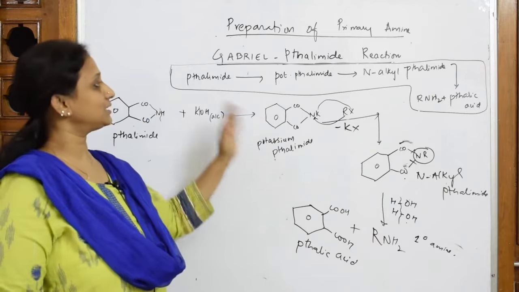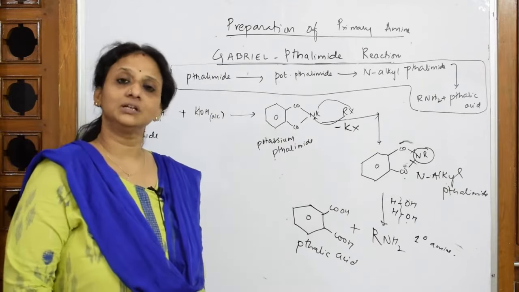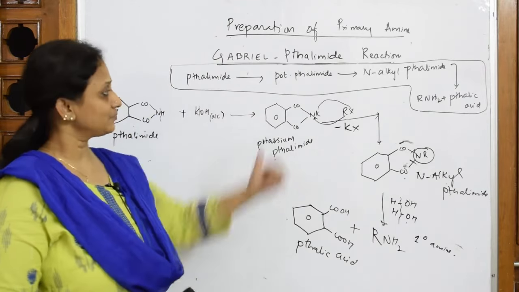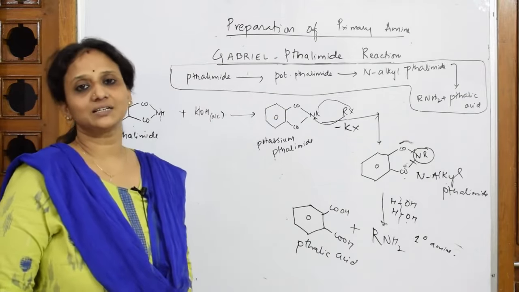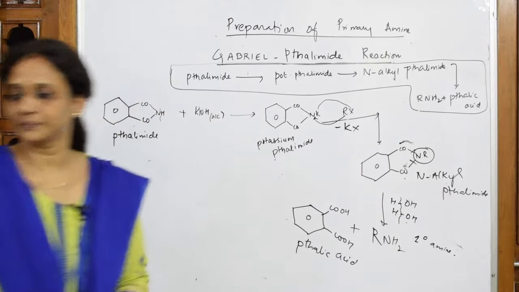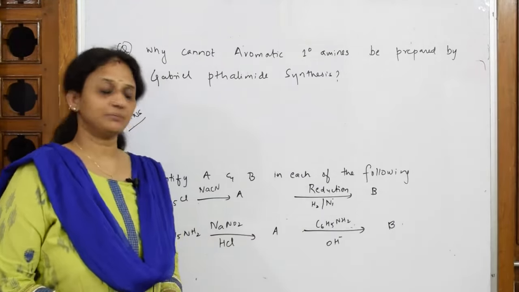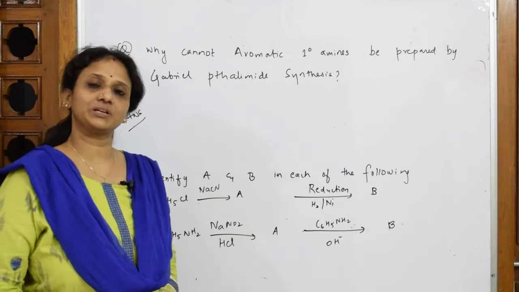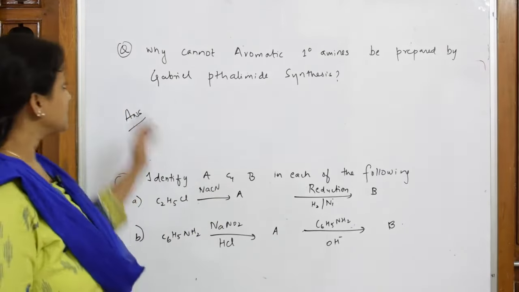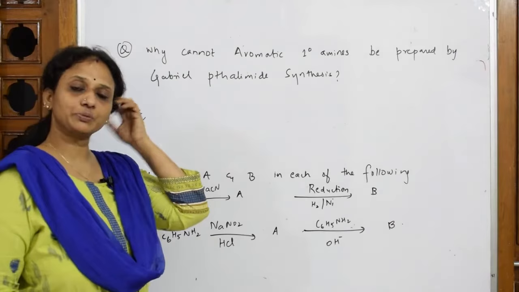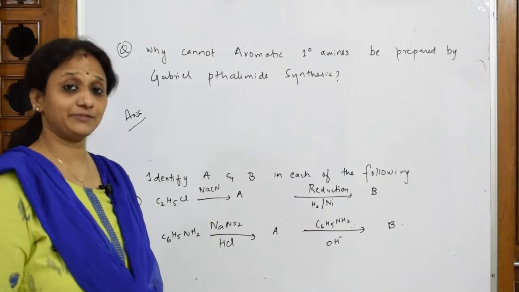If you don't remember the reaction, if it is confusing, at least try to learn this and go. You'll be given at least 30% of the marks. So we've learned Gabriel phthalimide synthesis. Let us see one question which is commonly asked under this Gabriel phthalimide. So we said Gabriel phthalimide is used to prepare primary amines, that is your aliphatic amines.